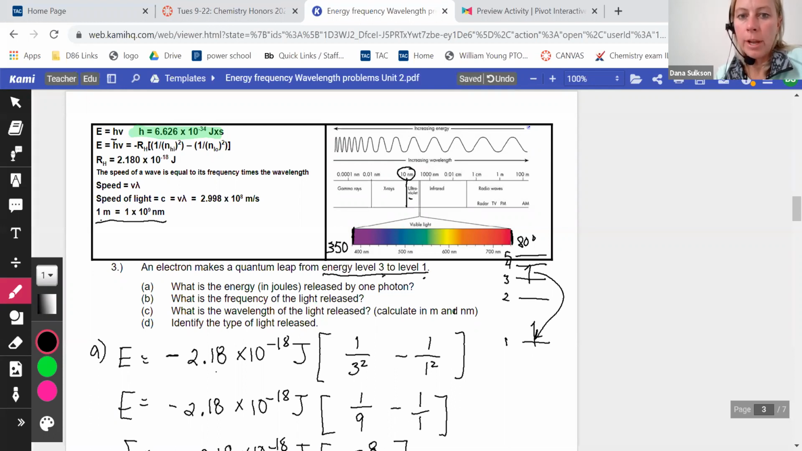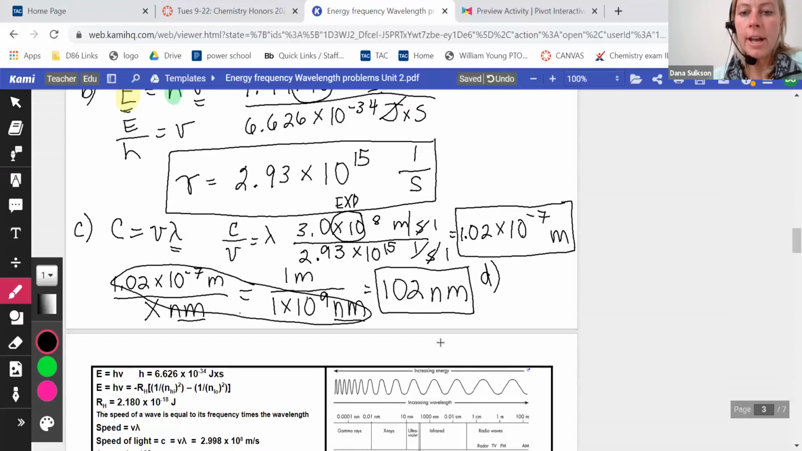So at that point, our 102 falls right about there. It's not quite visible light. It's not actually close to visible light. So we have an energy of something called UV, ultraviolet. It is not a color, in fact, and it's not visible.